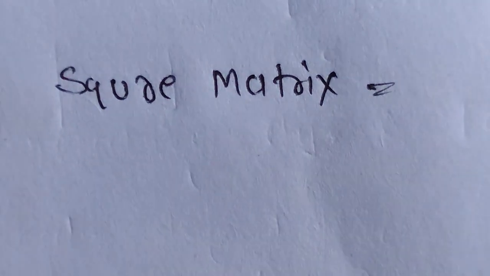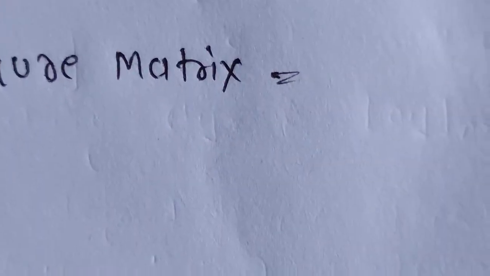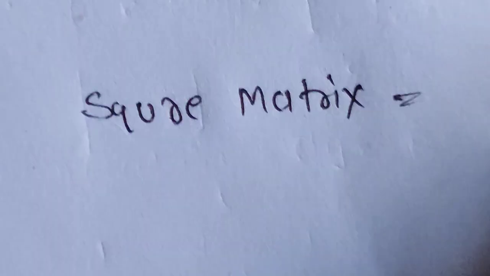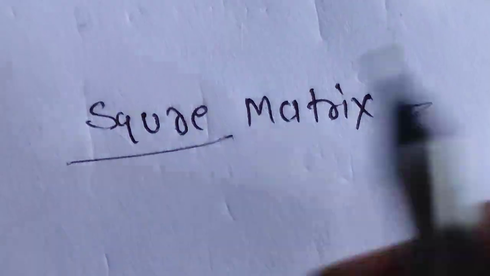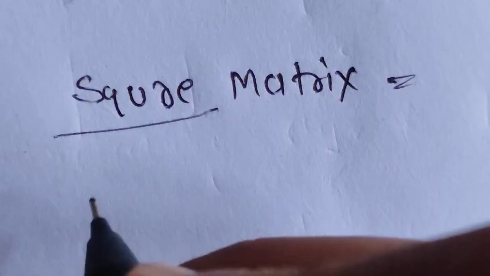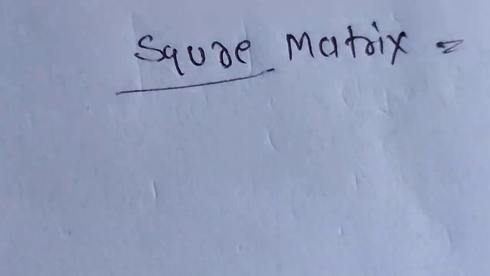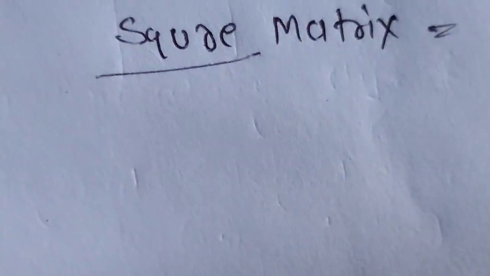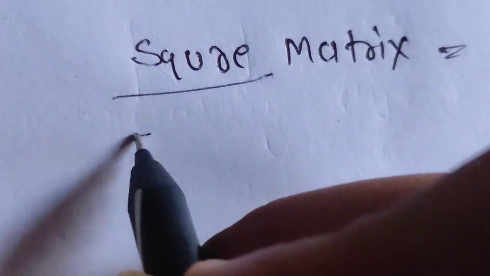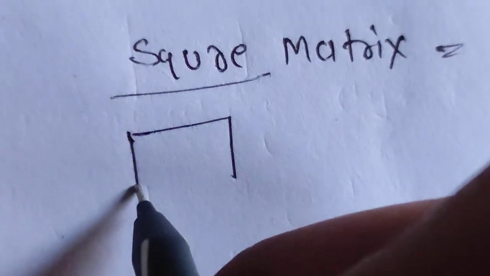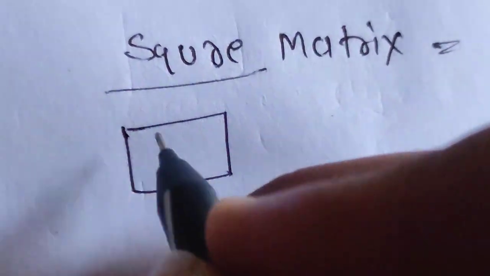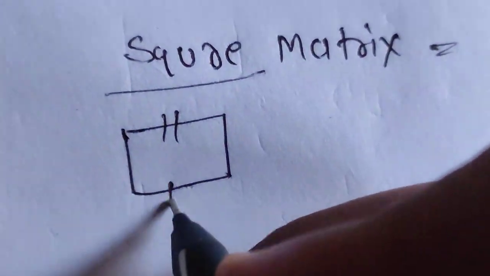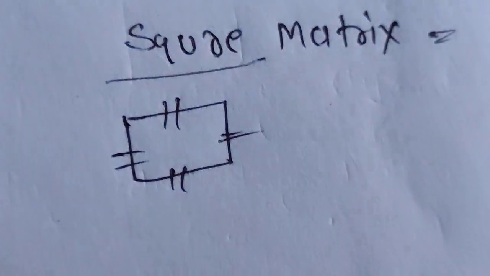Let's talk about square matrices. Okay, so whenever we talk about a square matrix, let's deal with what this is. First of all, the term is square. Anything is said to be square if all its parts are equal. For example, if this is a square, the value is the same on all sides.